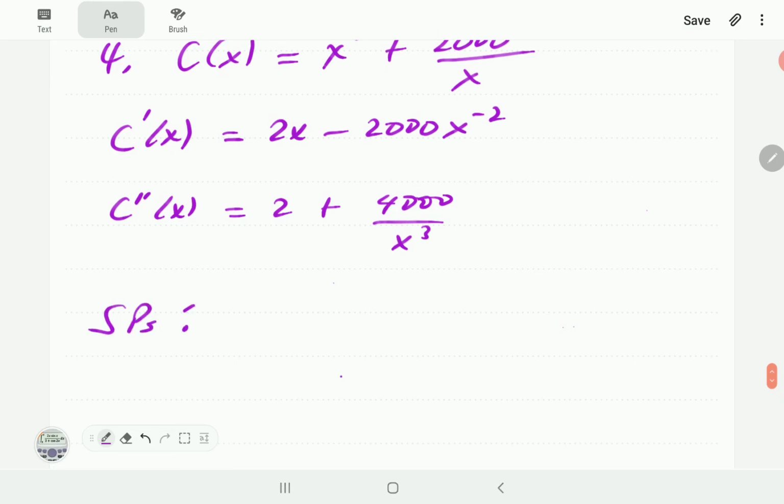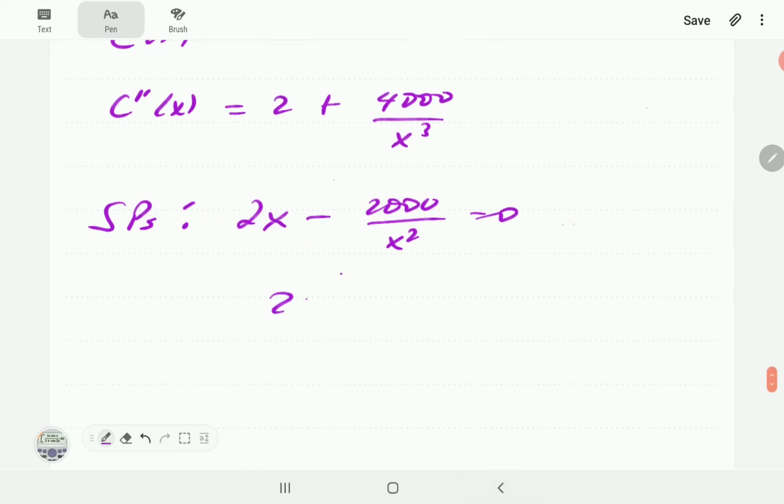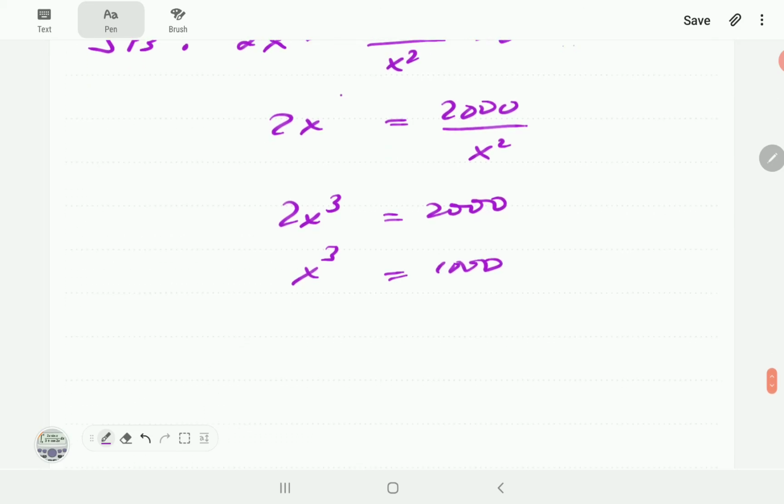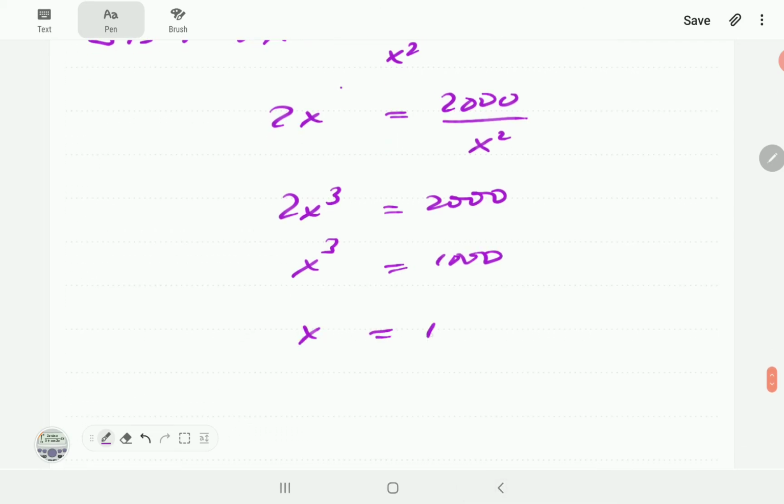Then for the stationary points, we take the first order derivative, equate it to 0, and solve. If we take the 2000 over x squared to the right hand side, it becomes plus. Then we take the x squared to the left hand side. Then we have 2x cubed is equal to 2000. So it means x cubed is equal to 1000. Then the cube root of 1000 is just 10.